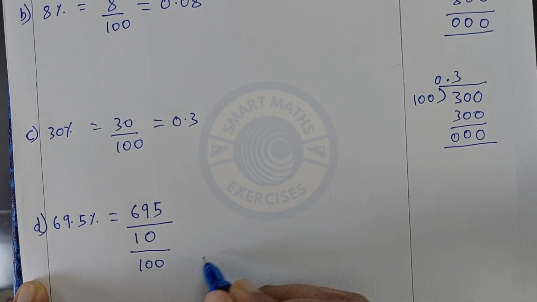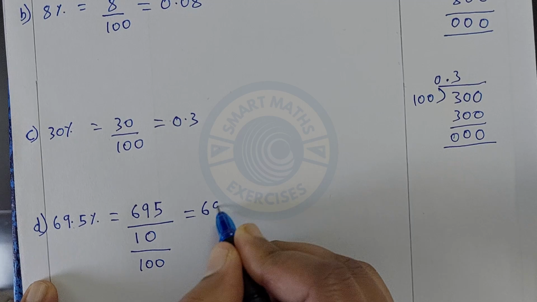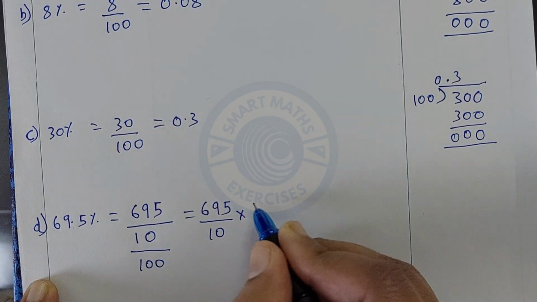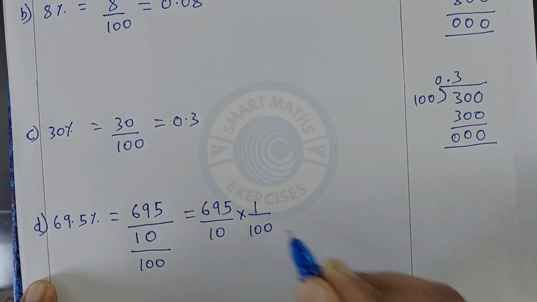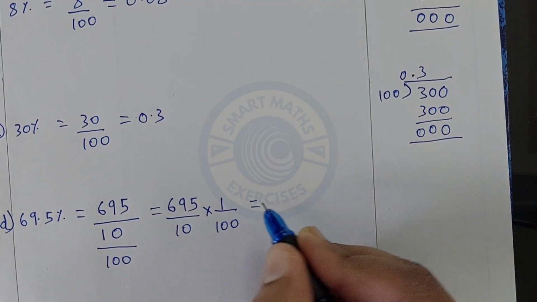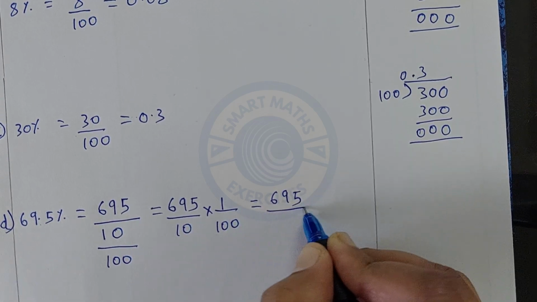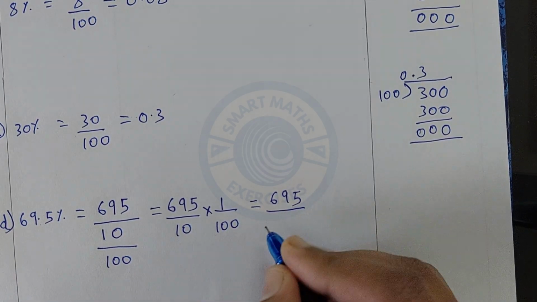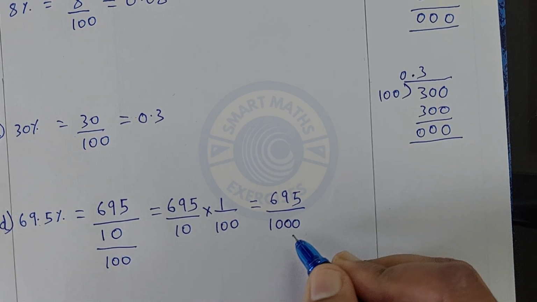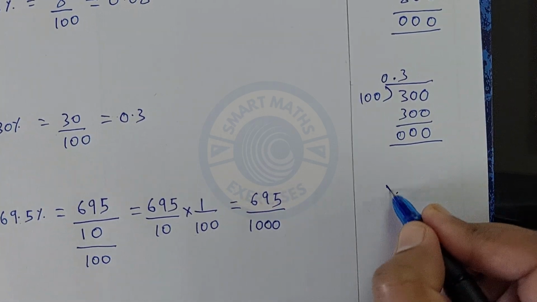When this 100 goes down, it becomes reciprocal. That will be 695 by 10 into, it becomes 1 by 100. Now answer is 695 into 1 is 695. 10 into 100 is 1000. And then divide.